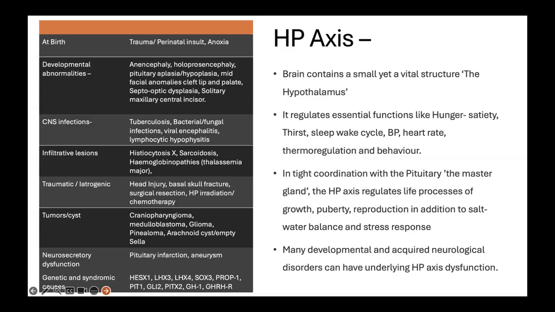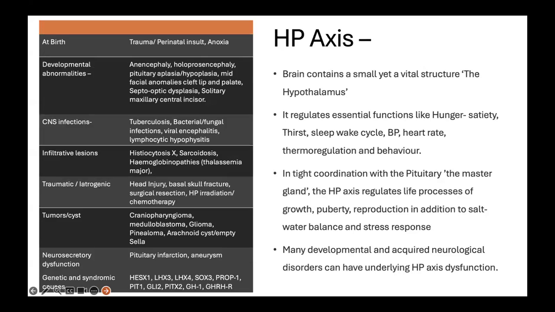Is important. So in neurological disorders, which could be either developmental or acquired, they can have an underlying hypothalamo-pituitary axis dysfunction leading to endocrine dysfunction. On the left-hand side, I have tried to enumerate them. So they can range from birth trauma to perinatal insult or hypoxia, which could result in cerebral palsy, or cranial developmental abnormalities such as anencephaly, pituitary hypoplasia or aplasia, septo-optic dysplasias, etc.